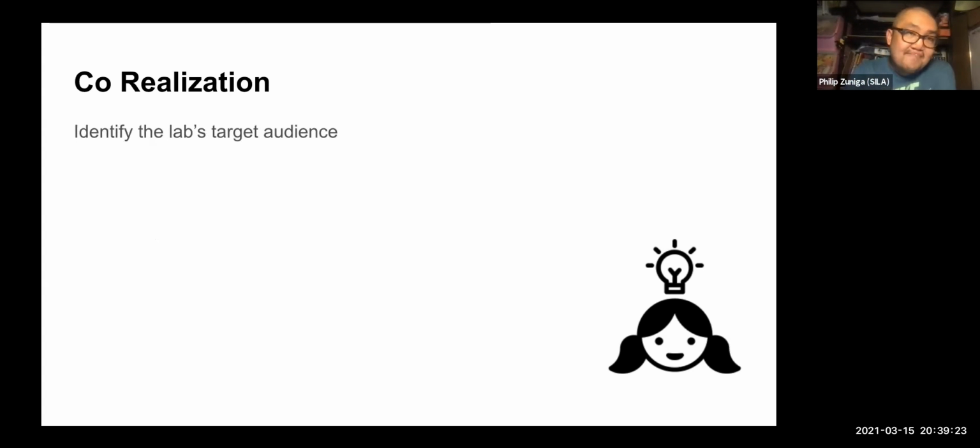Another thing that the lab should identify is the target audience for the lab. They should know who will be their clients. Will they be working with government entirely? Will they work with the private sector, or will they work with public health facilities? Once you have identified your purpose, and once you have identified your structure, it will be easy for you to identify who your target audience will be.